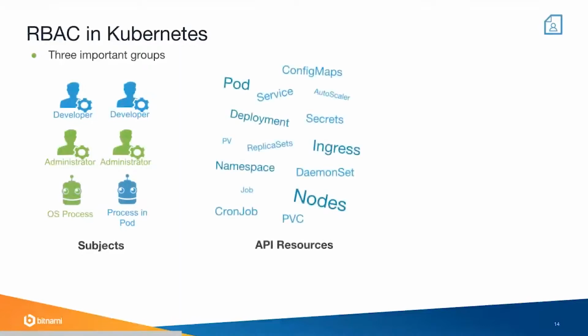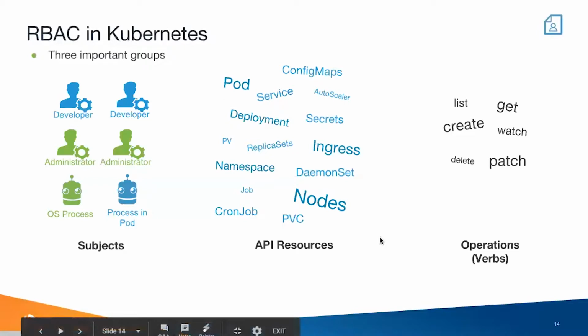Then we have the Kubernetes API resources, which are, as we know, pods, deployments, services, config maps, secrets, ingresses, etc. And there's a third group, which is the verbs or the operations that we want to do over those resources. So to summarize, we have users that want to do a set of operations over a set of resources. That's what we have.